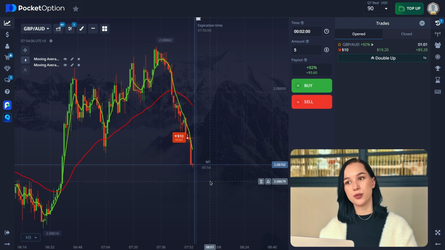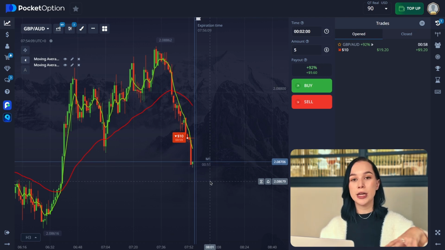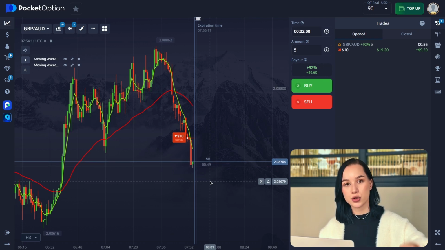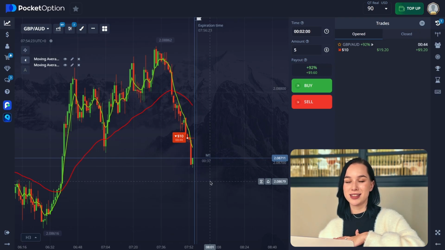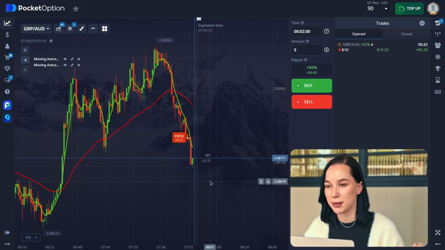Then you open the next trade for like, I don't know, $10. You close it in the plus. Now your trading turnover is already 25. And even if you're going to trade with a small amount of money, you can definitely achieve this trading turnover if you're just consistent.